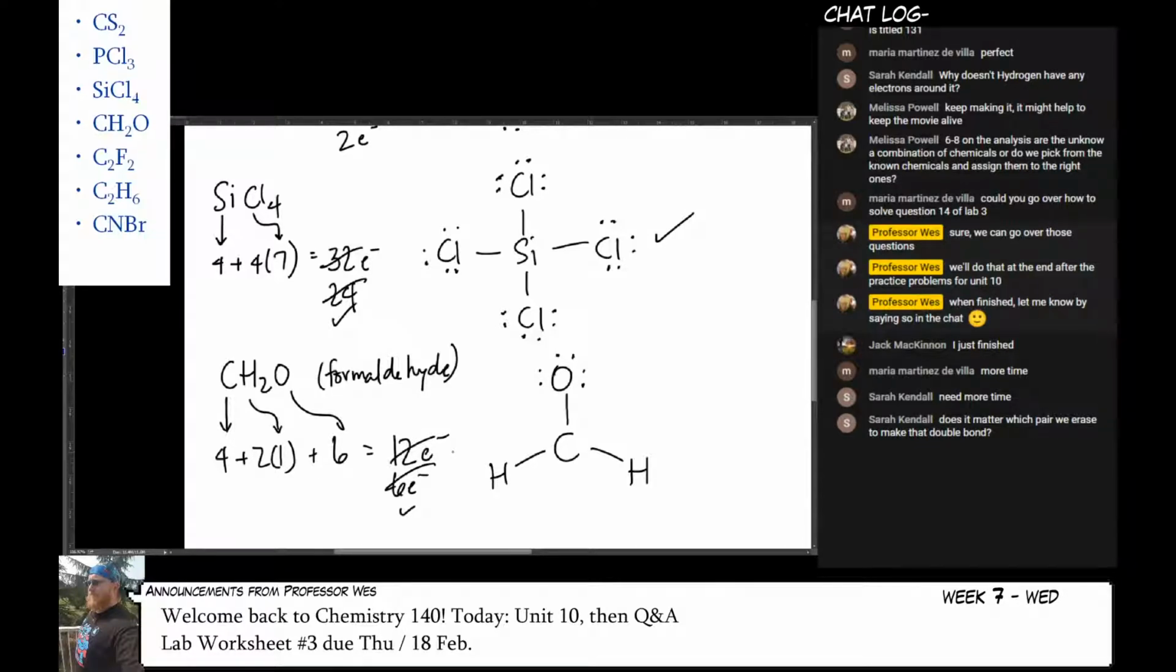Now, I don't have an octet everywhere. My carbon here only has 6 electrons around it. It's only got 3 bonds. So I need to make another bond. So I'm going to take a pair off of oxygen and put it there. And that will give me the correct Lewis structure.